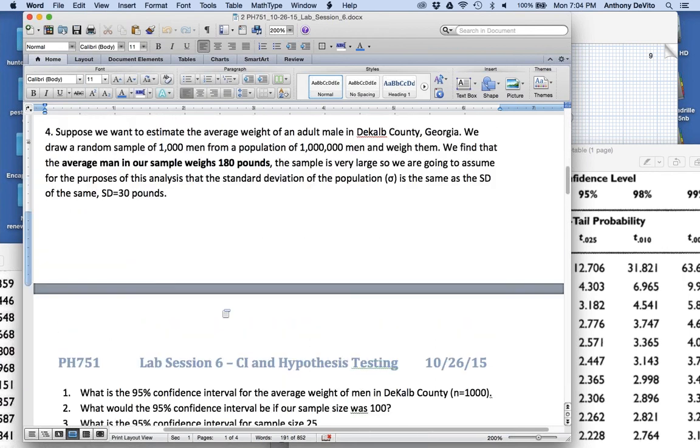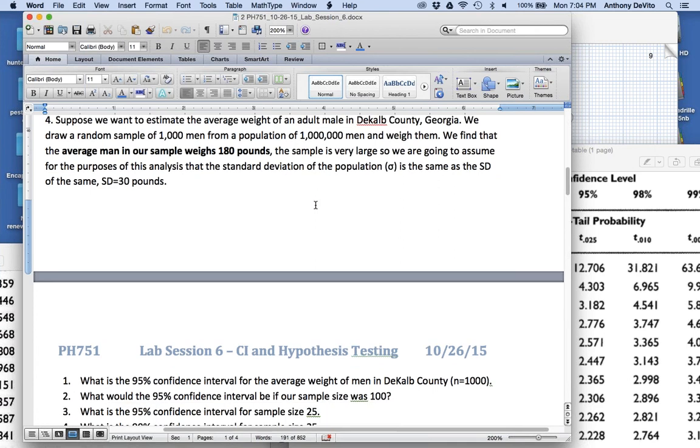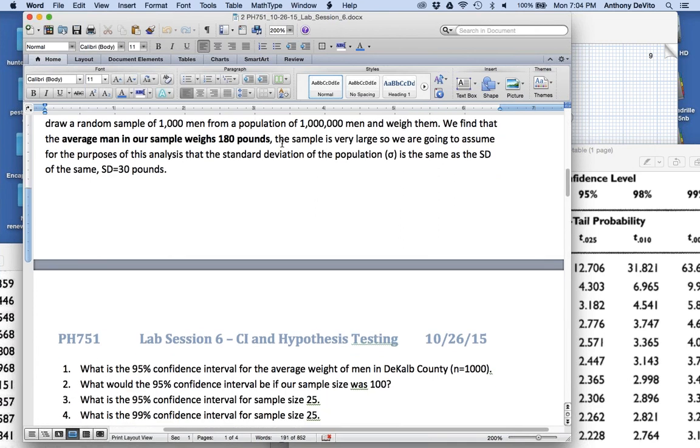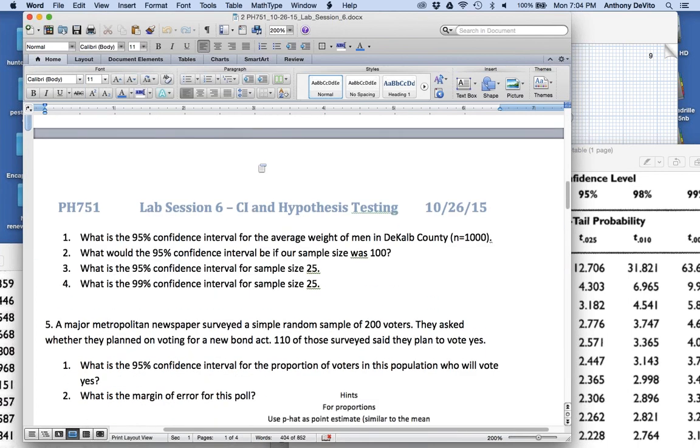Okay, suppose that we want to estimate the average weight of an adult male. We draw a sample of 1,000 men from a population of 1,000,000. We find that the average man in our sample weighs 180 pounds. The sample is very large, so we assume for the purposes of analysis that the standard deviation of the population is the same as the standard deviation of the sample, which is 30. Okay, so now what does that tell you?